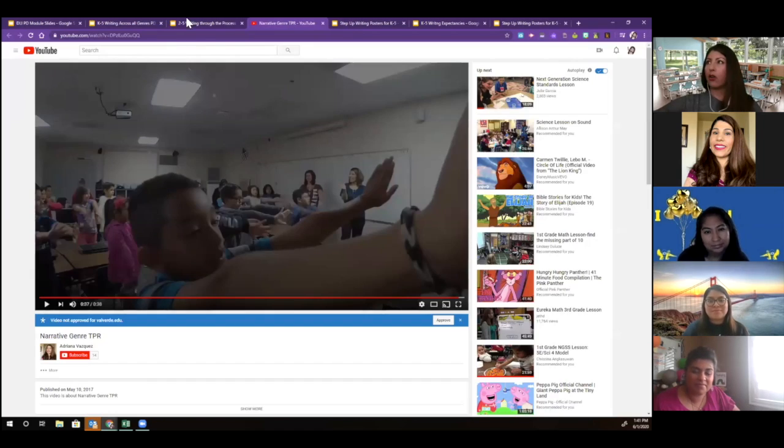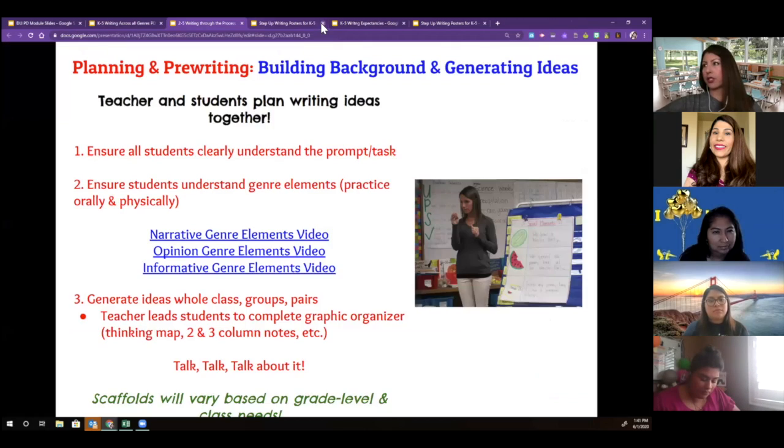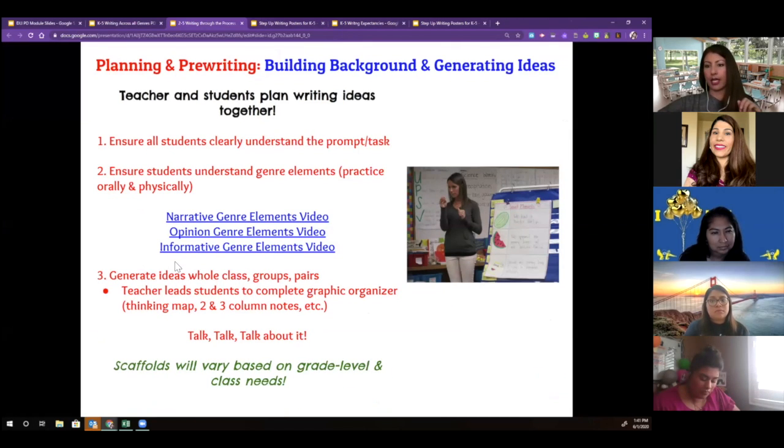Okay, and so we have a written script for them as well as part of that 1-pager resources. And so that would be the second step, just ensuring that the students know exactly what they need to include when they're writing a narrative, when they're writing an opinion, and what they're writing in an informative essay or paragraph. So that would be step 2, routine 2.